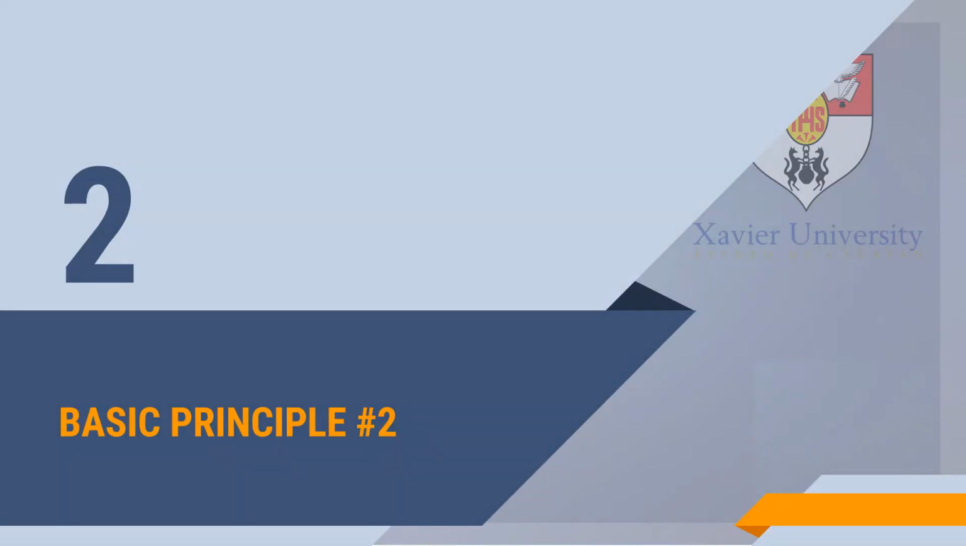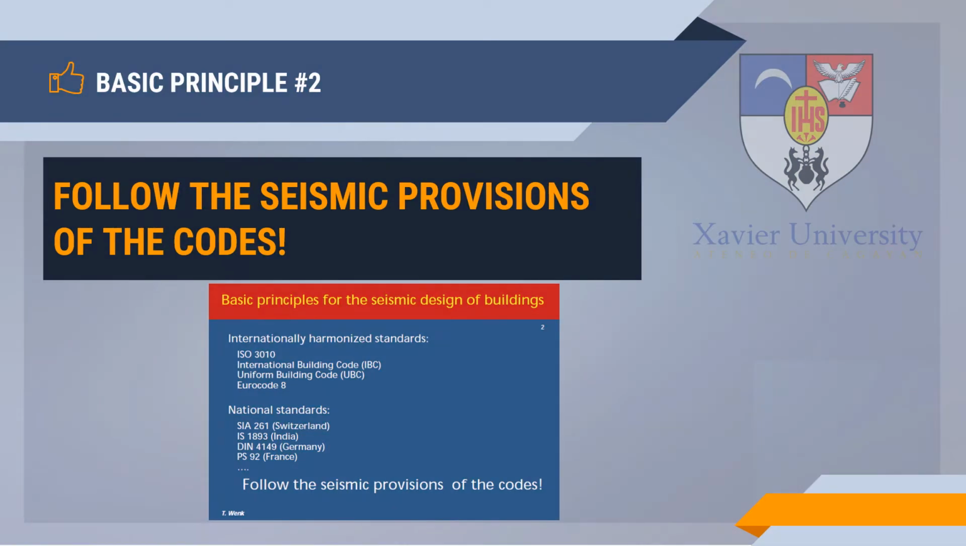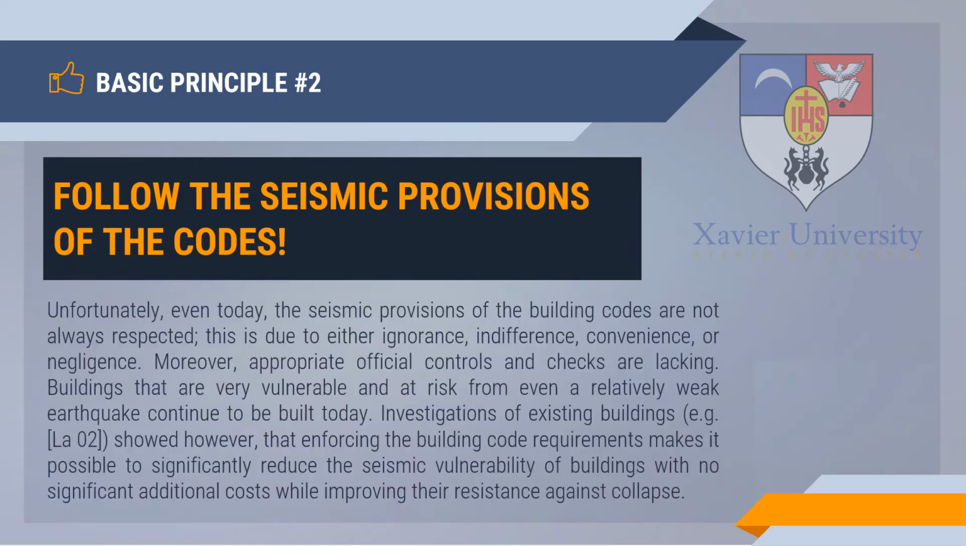So basic principle number 2 states that we should follow the seismic provisions of the codes. Unfortunately, even today, the seismic provisions of the building codes are not always respected. So in the early 20th century, the first seismic provisions in building codes were introduced in a few countries with high seismicity. These early seismic codes have been periodically updated with increasing knowledge in earthquake engineering.